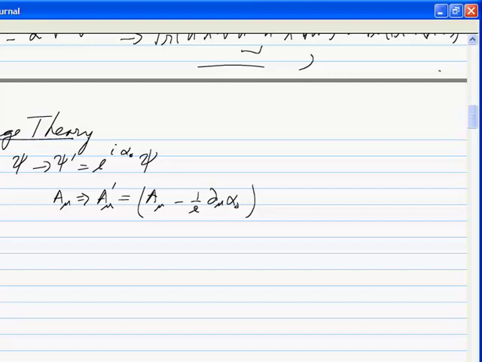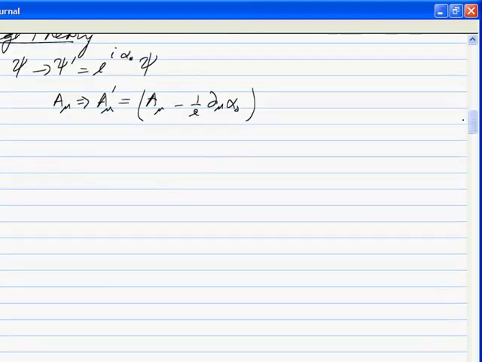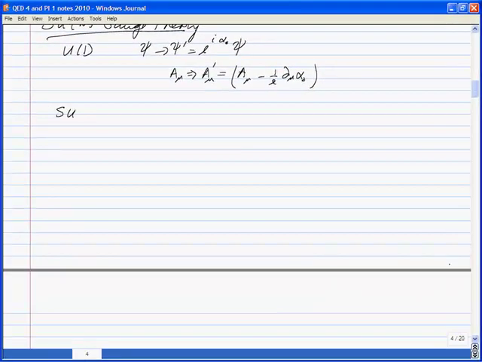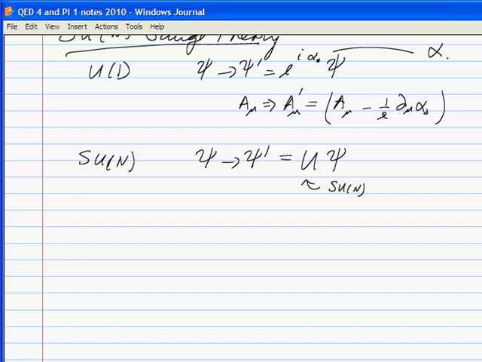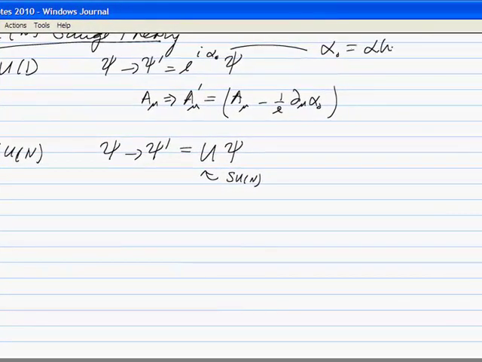Okay, so we want to mimic that. So here, if we're doing SU(N), we're going to take psi goes to psi prime, which is U psi, where that's an SU(N) matrix. And then we have to have some gauge transformation, that gauge field that makes this invariant. But actually, the thing I forgot to say is that this alpha is a function of x.